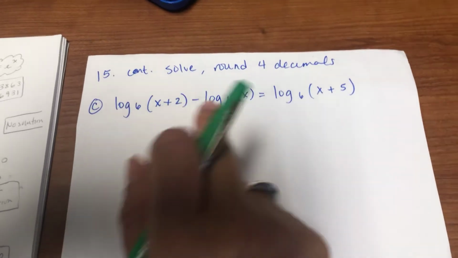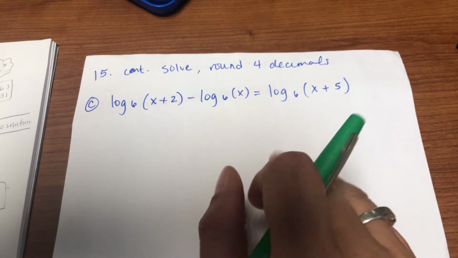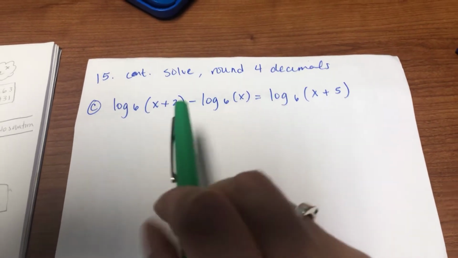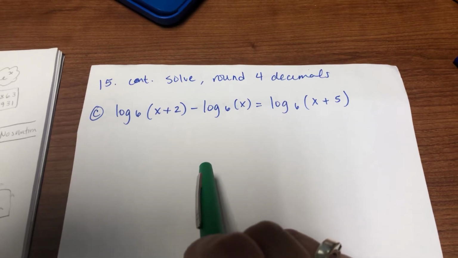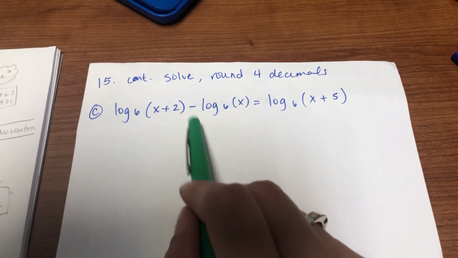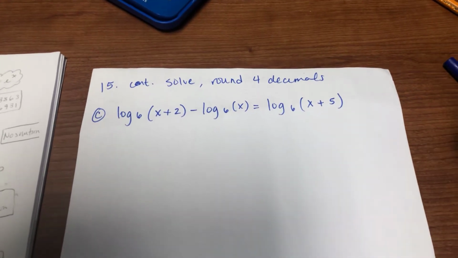Notice here we have multiple logs, so we can't use the one-to-one property. One-to-one says it has to be one log equal to another log. And so since we have multiple logs, we're going to have to utilize our log properties that say we're allowed to condense so that we can make it where it's a log equal log. So let's do a quick recap.